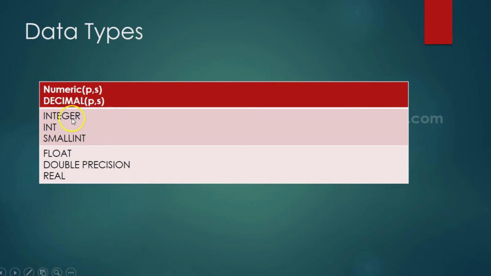Integer is also a data type to store integer values. Int is also a data type to store integer values. Small int is also one data type. Float, double precision, real are floating point numbers. You can store floating point numbers in columns with the data type float, double precision, and real.